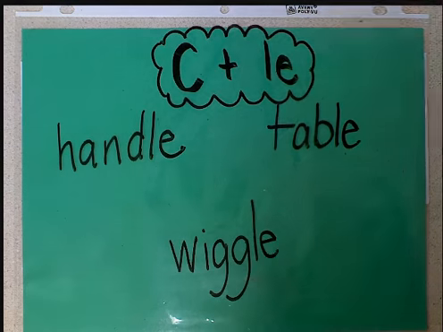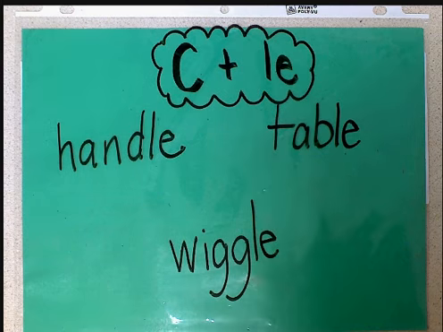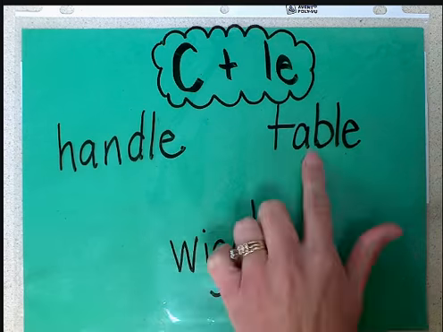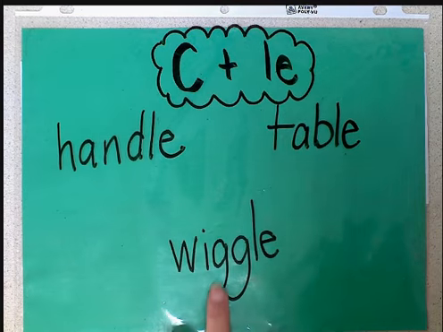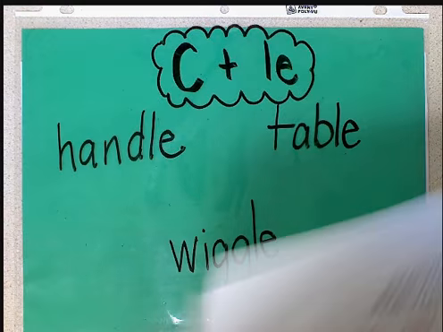Hello and welcome to our video on the consonant-le syllable pattern. You see this syllable pattern at the end of a word, like in the words handle, table, and wiggle. But before we understand how this works, we need to remind ourselves of something that we learned in the short and happy vowel video.